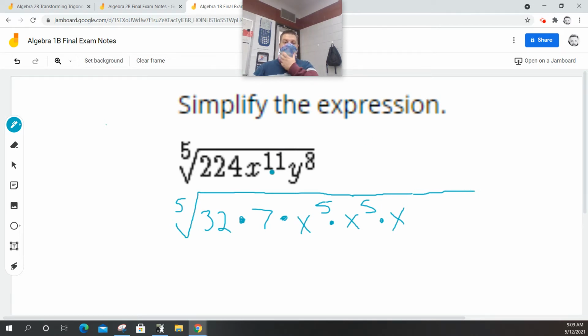Now let's do the same thing with y. If I pull out y to the 5th, what do I put next? How many y's do I have left? I started with 8. I pulled out 5. How many do I have left? 3. Good. All right. So what happens is I can now separate this.